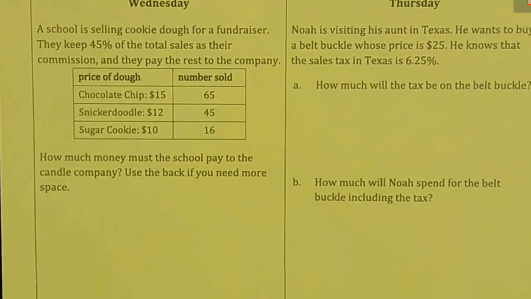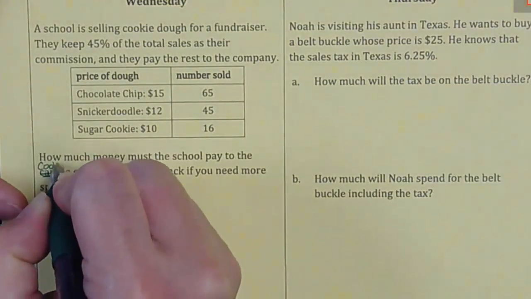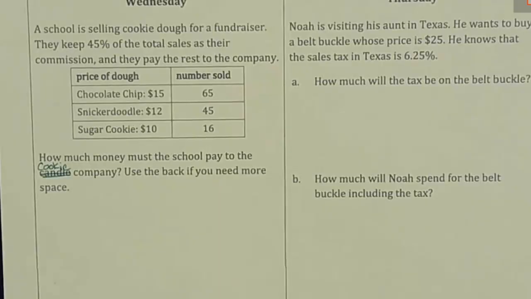Moving on to Wednesday. Wednesday says a school is selling cookie dough for a fundraiser. They keep 45% of the total sales as their commission, and they pay the rest to the company. How much money must the school pay to the... Oh, sorry, this was me editing. That should say cookie company. And use the back if you need more space. Okay, so we're not selling candles, we're selling cookies.